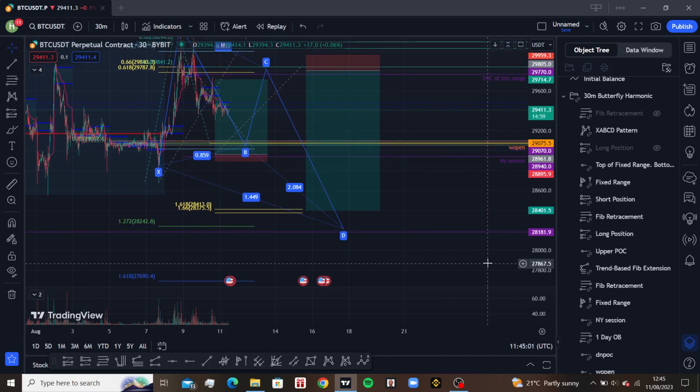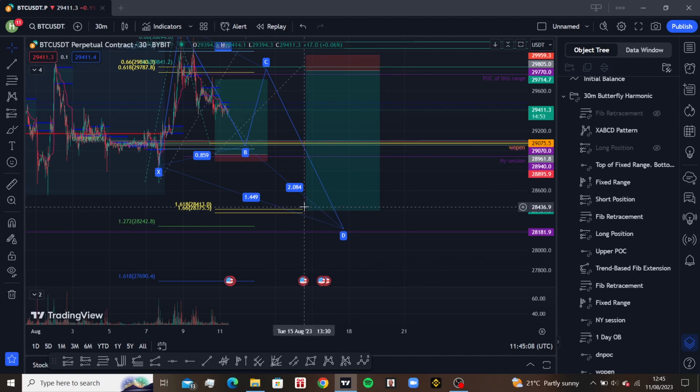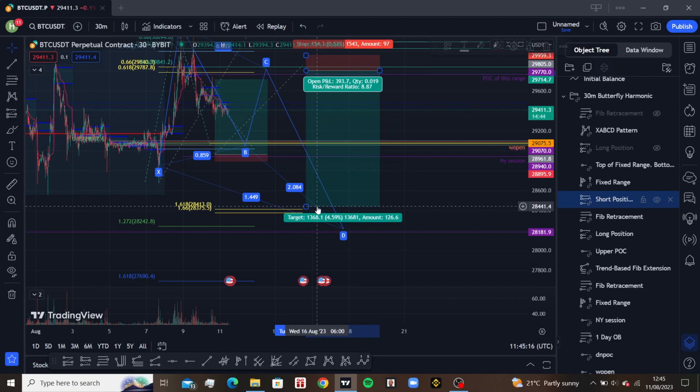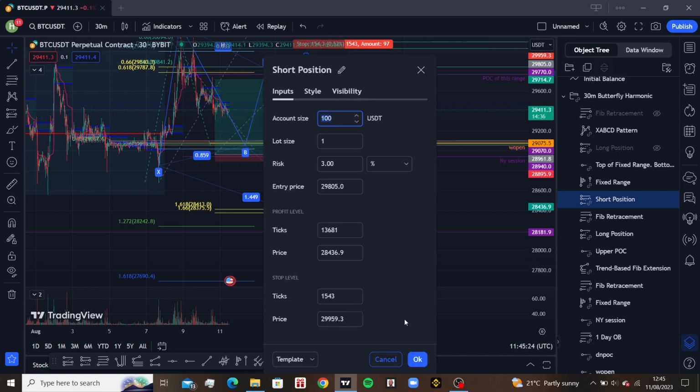Of course, I like to be a bit conservative with my trades, but at the end of the day, we're still making money. Remember not to be too greedy. So people, they could exit around here, here, here. Me, I like to be a bit conservative. Around here would be fine for me. You're still making what, 126% if you use $100, 3% risk.